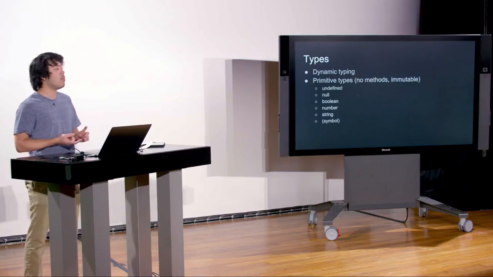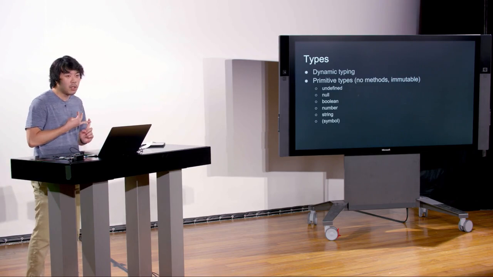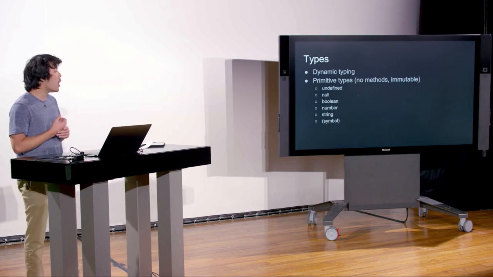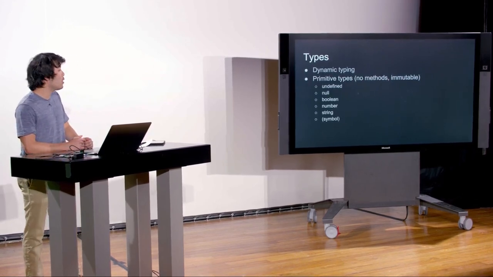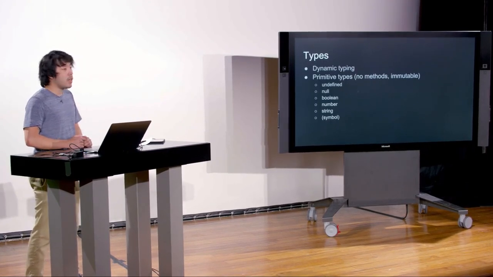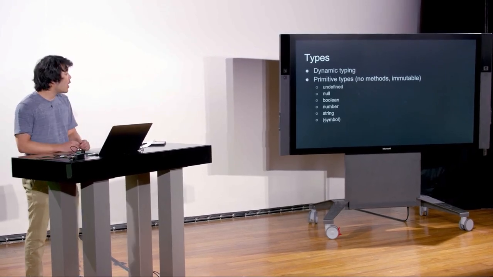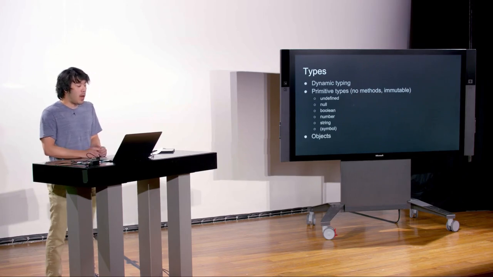And there are a certain number of primitive types. Primitive types are types which have no methods, and they're immutable. So undefined and null are two of them. Boolean, everybody should know Boolean, true or false. Number: 1, 2, 3, negative 1, 2, 3. It has no floats, so 0 and 0.1 are both of type number. String, which are the things between the quotes. And then symbol, which is something that's new in ES6, but we're not going to talk about it, nor are we going to use it. And then everything else is an object, and we'll talk a little bit more about that later.